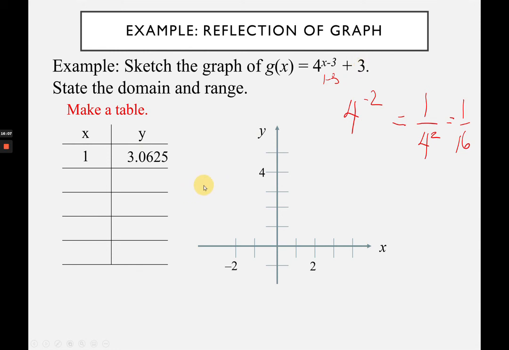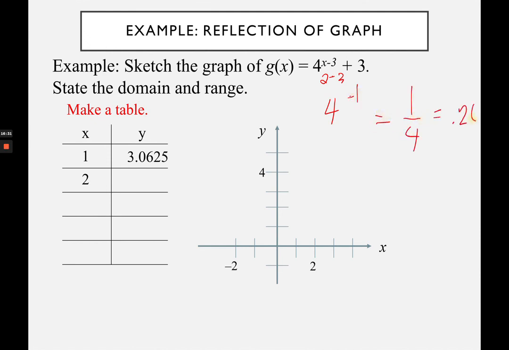Okay, now if you have 2, let me fix it. 2 should be easier because 2 minus 3 is just going to be negative 1. So it's going to be just 1 over 4. 1 over 4 is 0.25, and 0.25 plus 3 is 3.25. Now, if x is 3, 3 minus 3 is going to be 0.